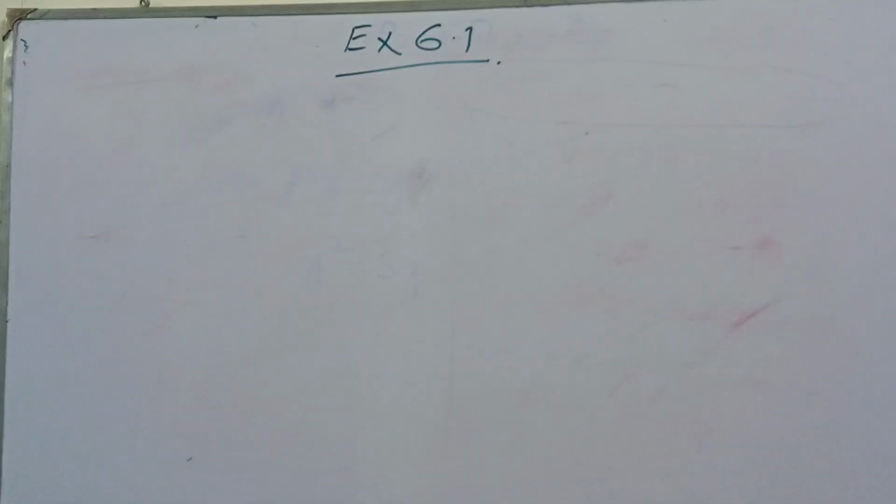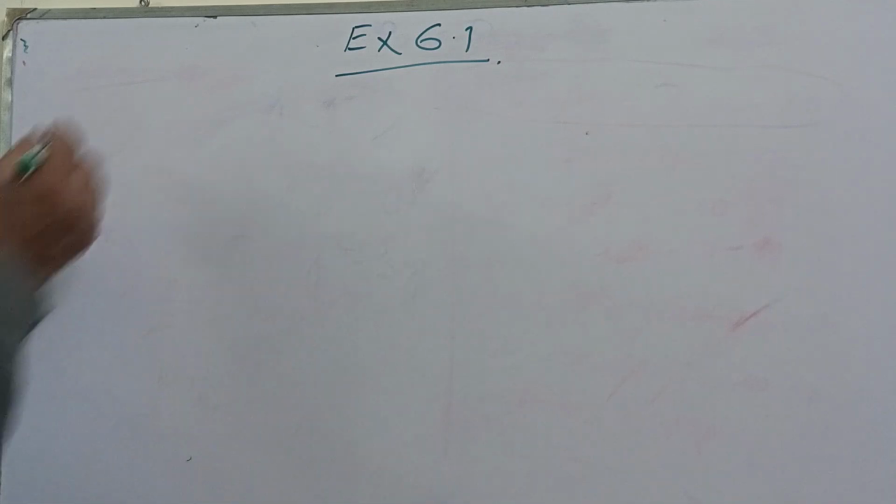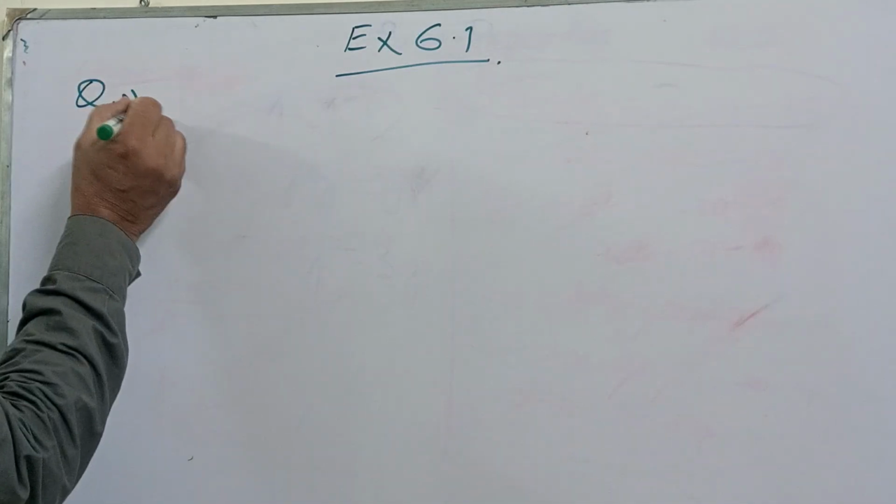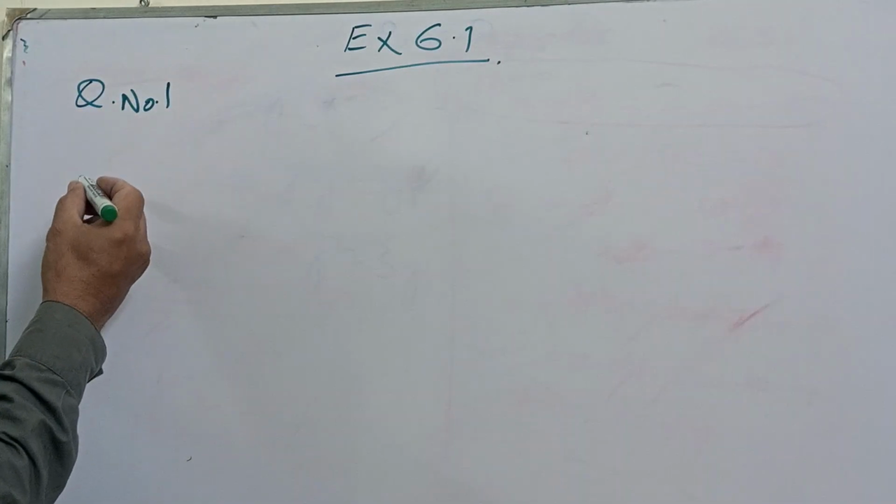Okay. Exercise 6.1, and question number is 1. It says expand each of the following and simplify your answer as far as possible. So we have to expand, and then we have to reach a specific answer. So it is question number 1 and part is A.